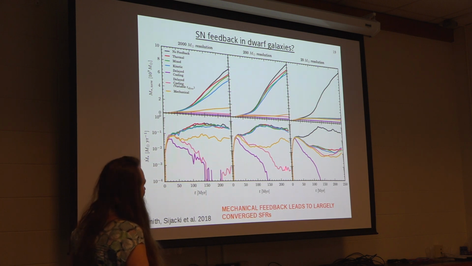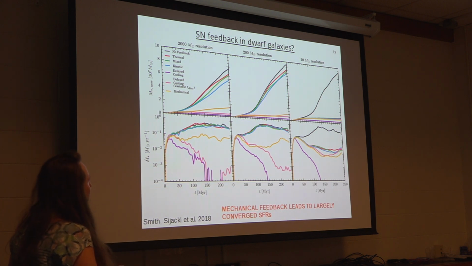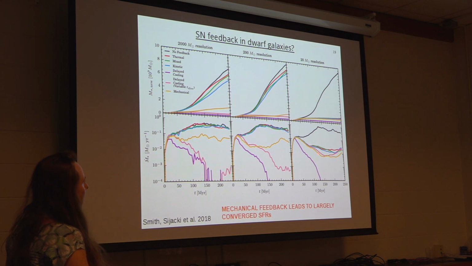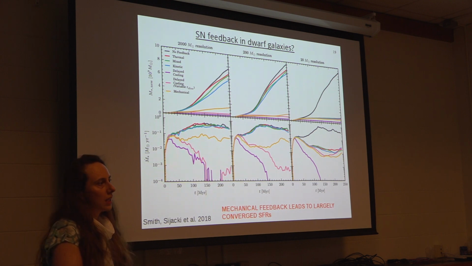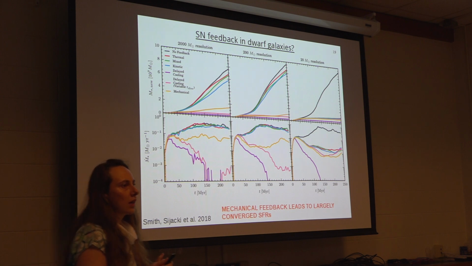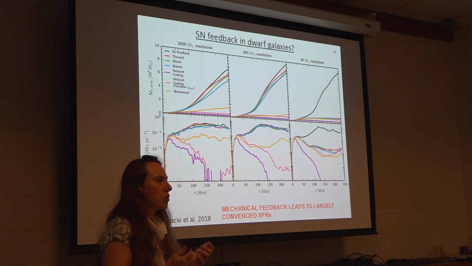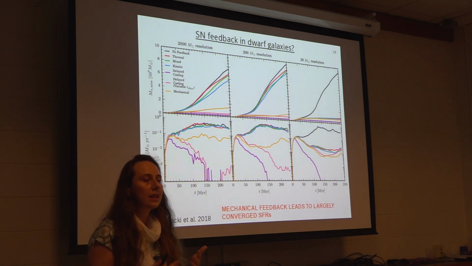And the second thing, if you go back to this plot, you see that this mechanical feedback scheme seems to do quite an okay job for all levels of resolution. That means that this scheme is trying to cope with numerical overcooling at coarser resolutions better than the other schemes, so it's slightly more robust.